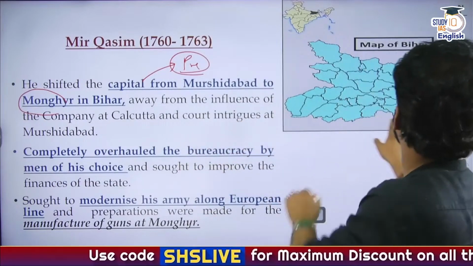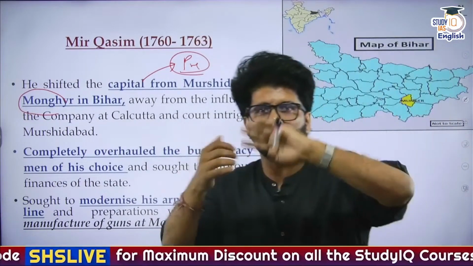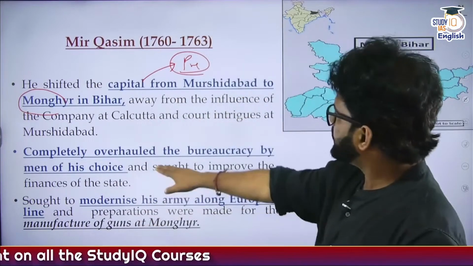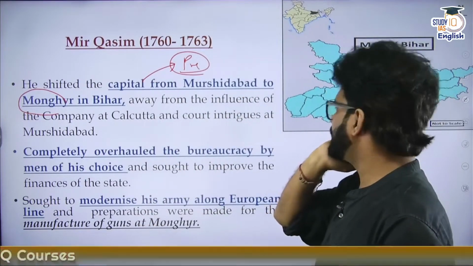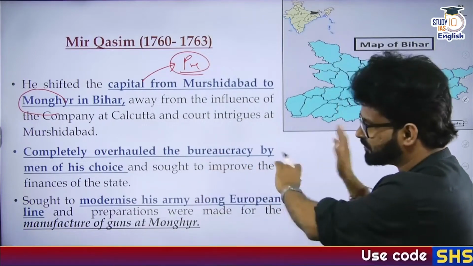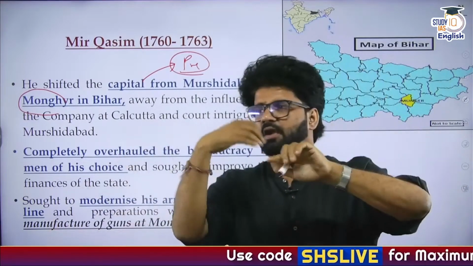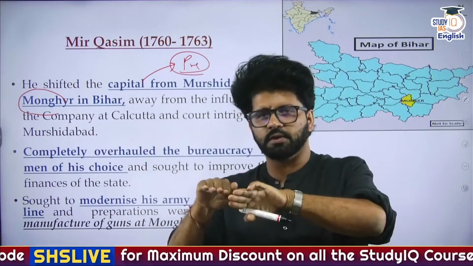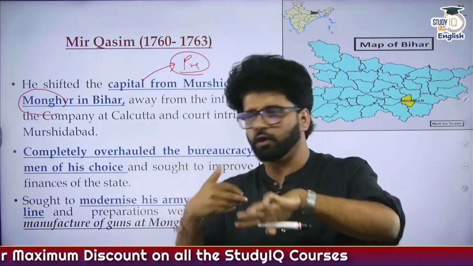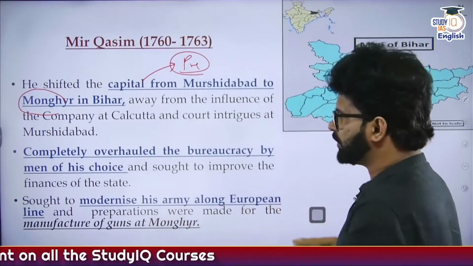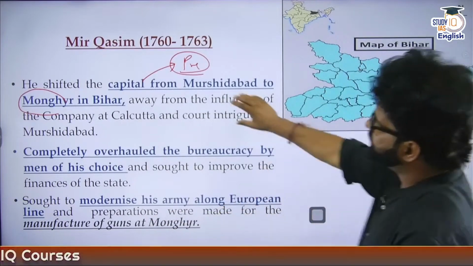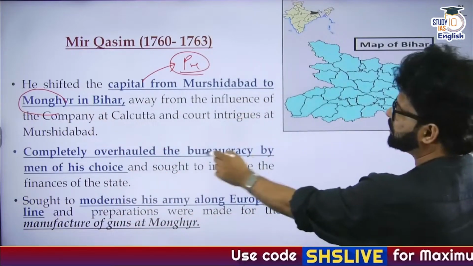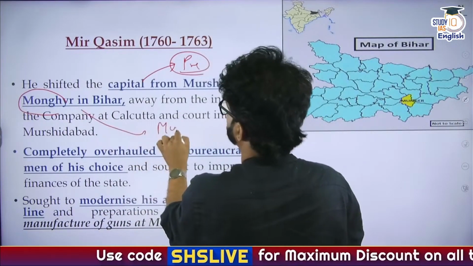And why? Because again, he wanted to go a little far from wherever all these intrigues and games are being played. He completely overhauled the bureaucracy with men of his choice and sought to improve the finances. He's trying to revitalize his army and his bureaucracy. He's trying to distance himself from the EIC in some way or the other. He sought to modernize his army along European lines. You can have a look at this. Please remember, the most important part in this particular slide is this Munger thing. And currently you write it like this, Munger.